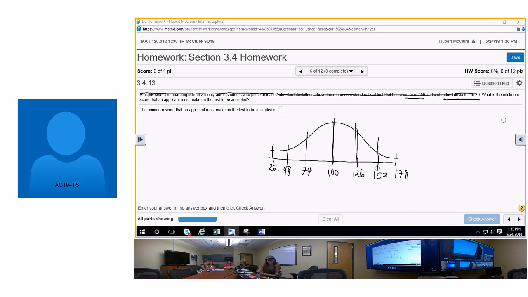So 2 standard deviations. What score is 2 standard deviations above the mean? 152. So all the boarding school students have to score above what? 152. And that is the answer to the question. The minimum score that an applicant must make on the test to be accepted is 152.